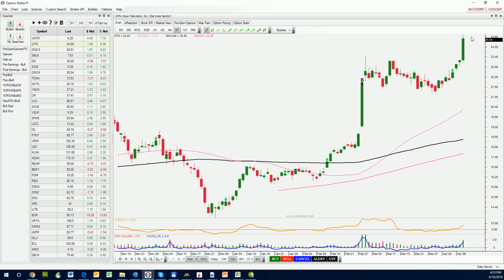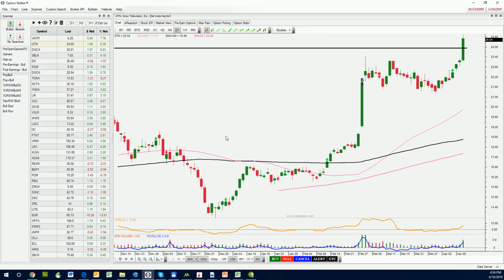GTN, yeah, this stock's going to go higher. After a big day like today, I'd love to try and buy it back in this 24 area, maybe 23.50. Any pullback in here, I would start watching for support, and then yeah, I would want to be on that for sure. And I'm going to put an alert up.